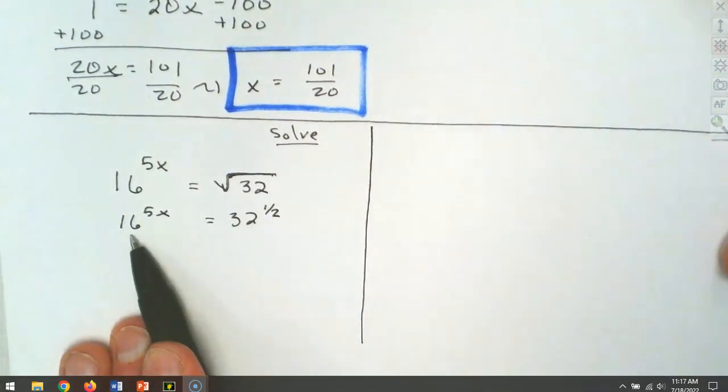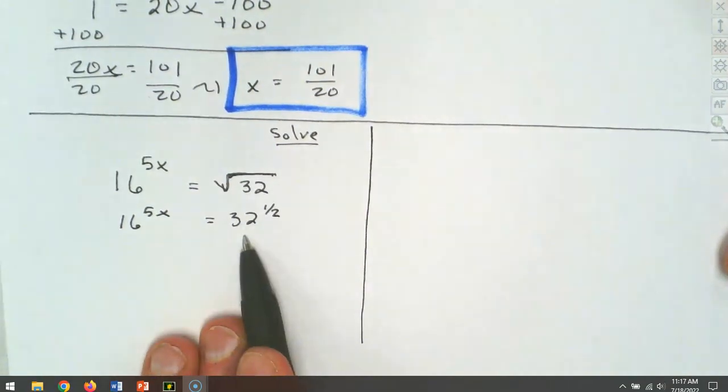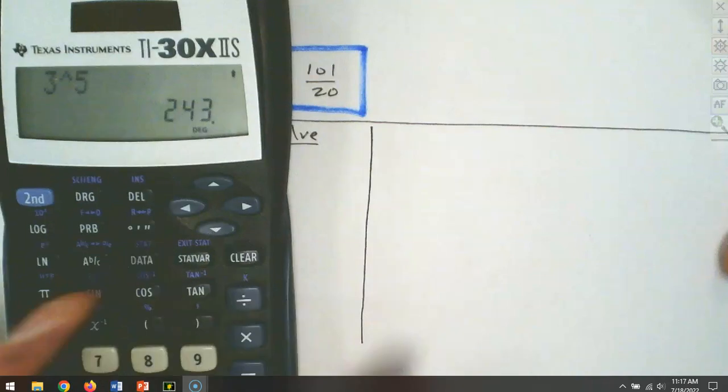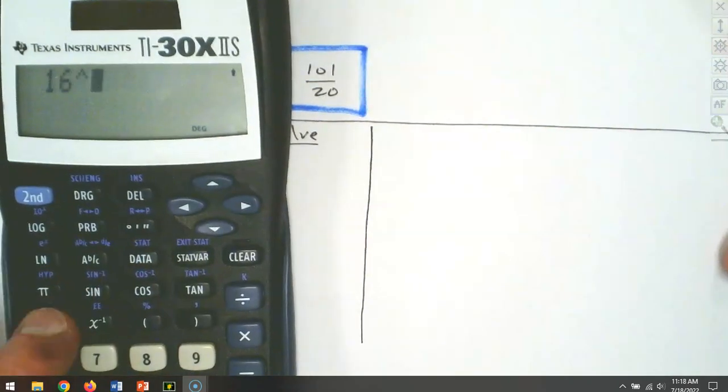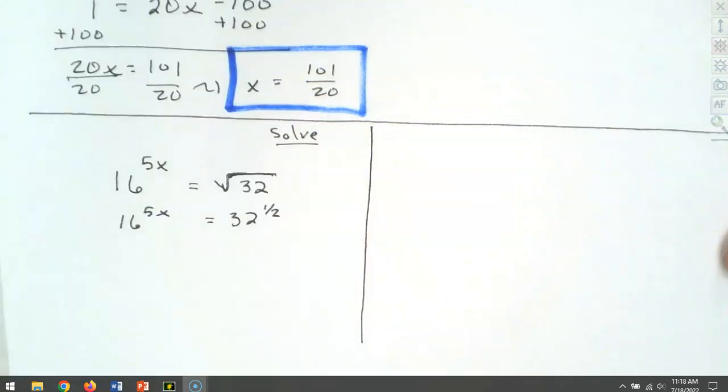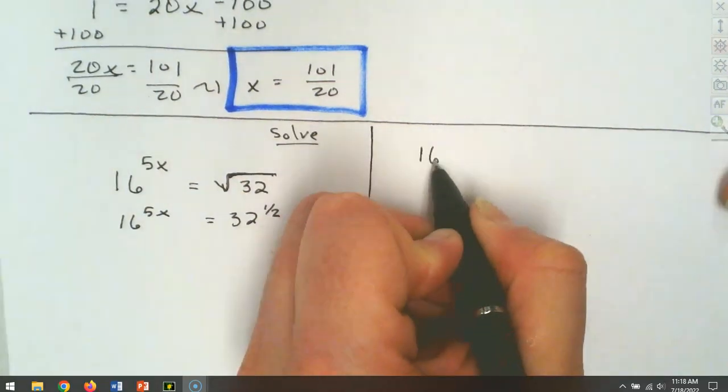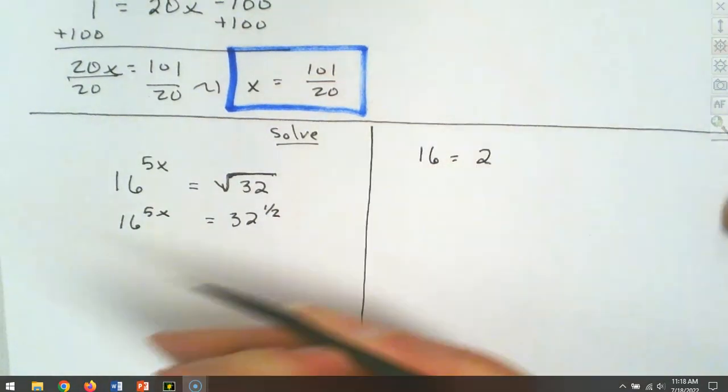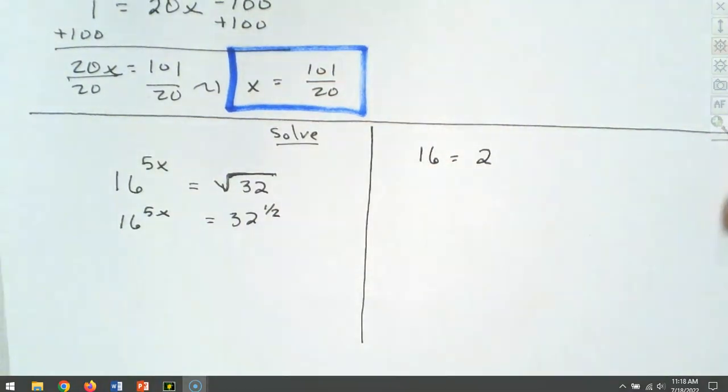Now, here's a little bit different take on this one. If I start working with 16, I can't raise 16 to any power to make it a 32. Because 16 squared is 256. So it's automatically too large. We need to get these into a common base. Now, what I do know is that 16 is an even number. It has a base of 2 in it. So 16 is 2 to the 4th power.